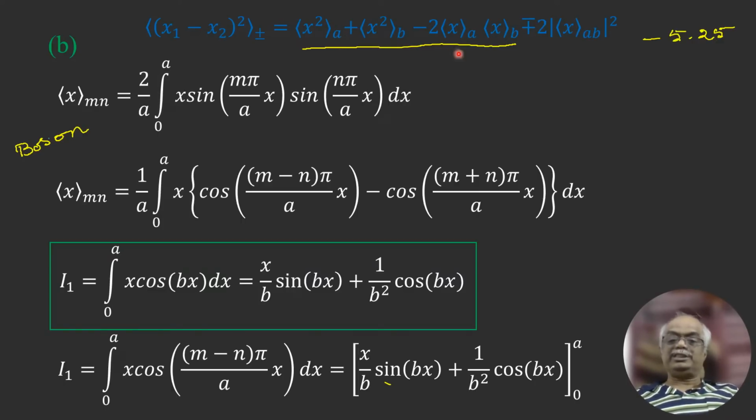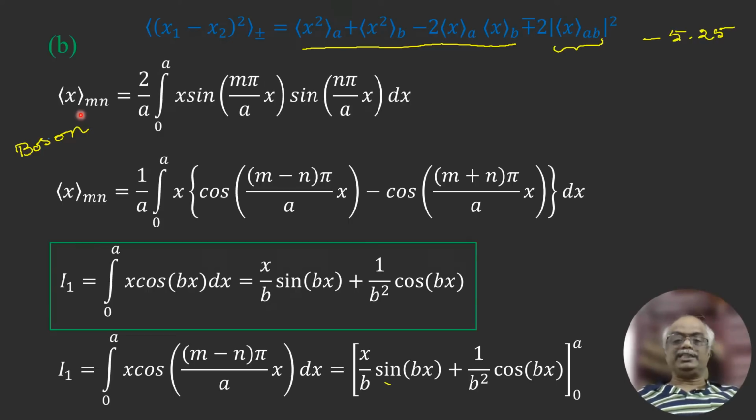Just now we have seen this value in section A. Now our aim is to find this one. First, you have to find the expectation value of x of A and B. Then you can square it.